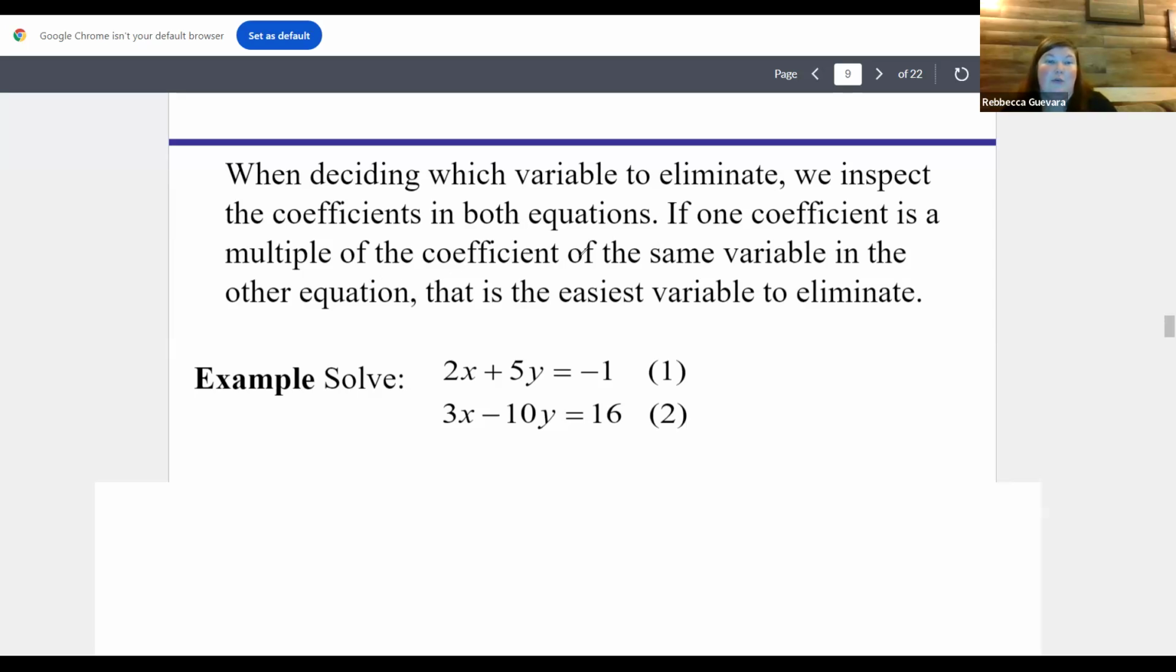So like I said, if one coefficient is a multiple of the same variable in the other equation, what we can do is this. So we notice with these two, I get a -10y and a 5y. So this is a multiple of my 5y. So what I can do, because this keeps the same equation, is I'm going to take this one and multiply everything by 2.